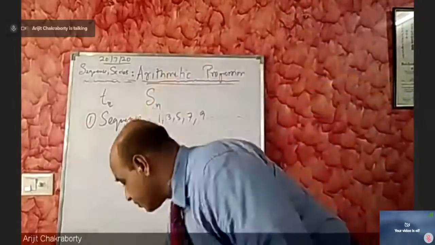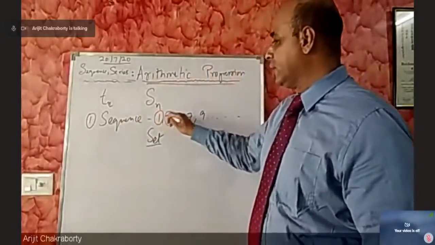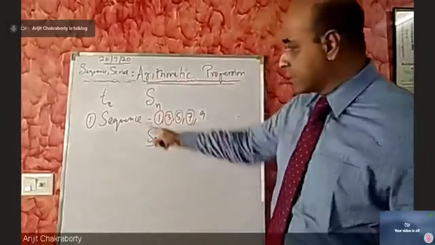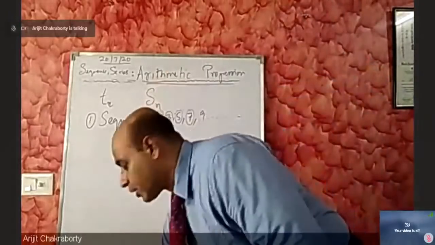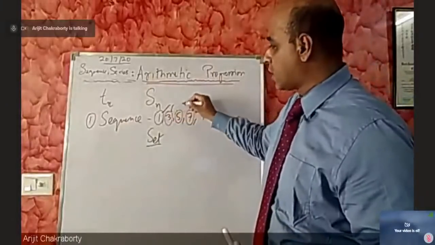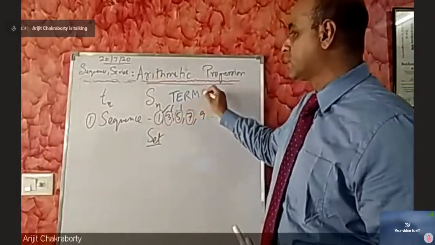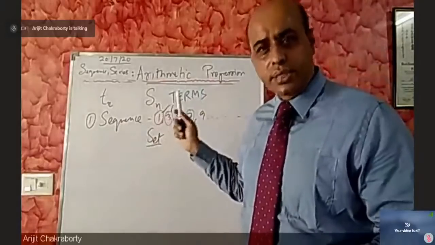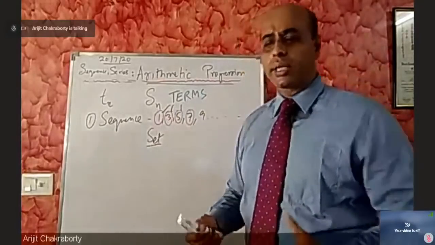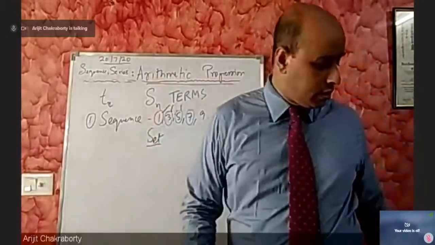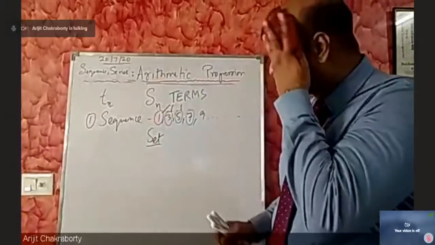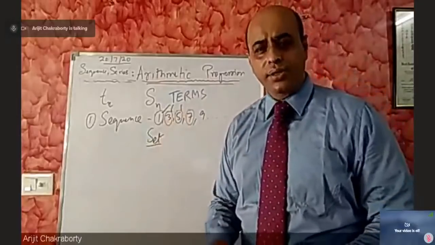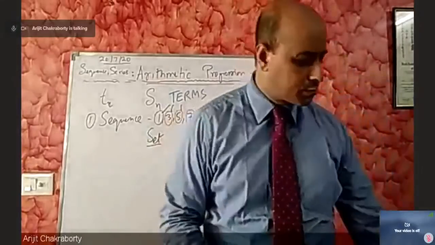Now, if you look at these numbers, 1, 3, 5, 7, these numbers are ultimately making up this sequence. These numbers are known as terms, T-E-R-M-S. These are the different terms which are included in this sequence. So we saw what a sequence is: a set of numbers in a specific order. Then we saw what terms are: the individual numbers which make up this particular series.